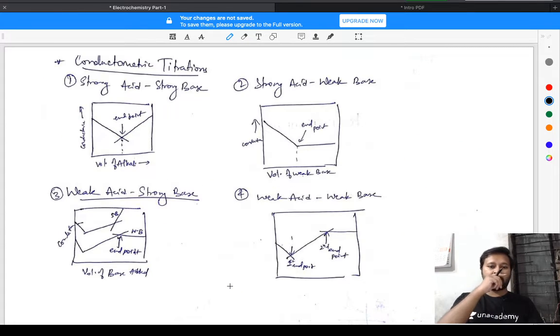The next thing which is going to be very important is conductometric titrations. I think most of you who have physical chemistry as your major in your masters might have done these experiments.